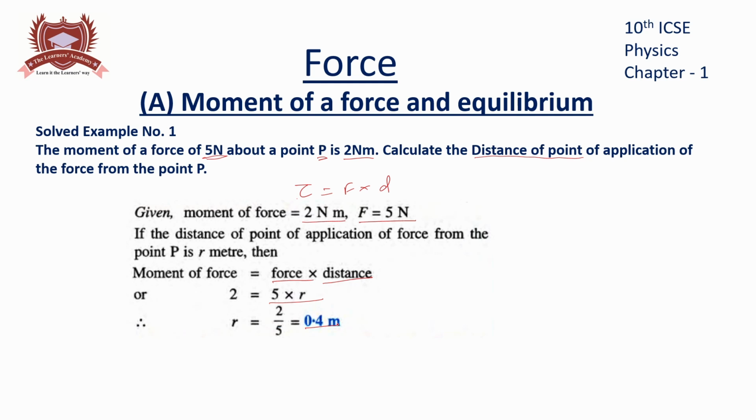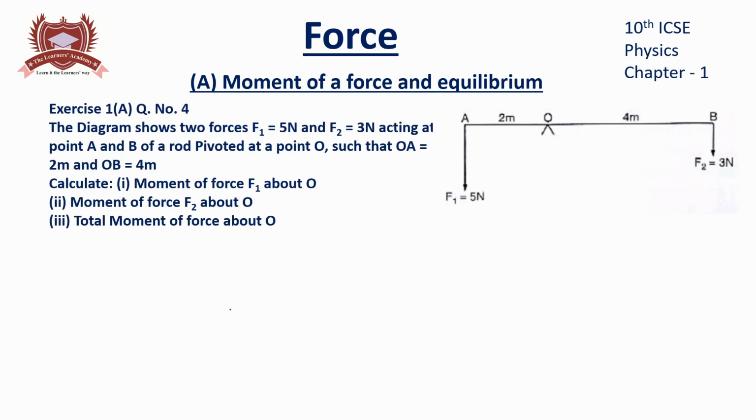Let us go ahead to the next example that is there. Now this example is from exercise 1a from the chapter Force. This is question number 4. So here we have a diagram where we have 2 forces, F1 which is 5 newtons and F2 which is 3 newtons. F1 is applied at point A, F2 is applied at point B. The distance of A from O, where the fulcrum or the pivot is, is 2 meters and the distance of B is 4 meters. So we have to find the moment of force of F1 about O, moment of force of F2 about O, and total moment of force.